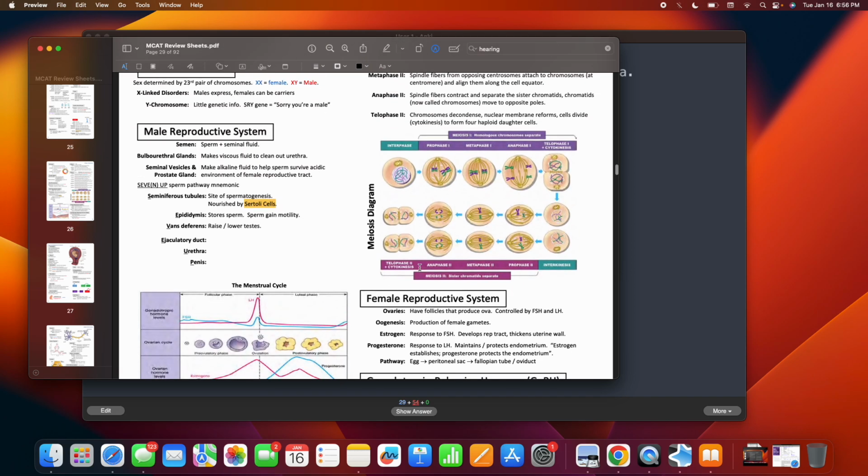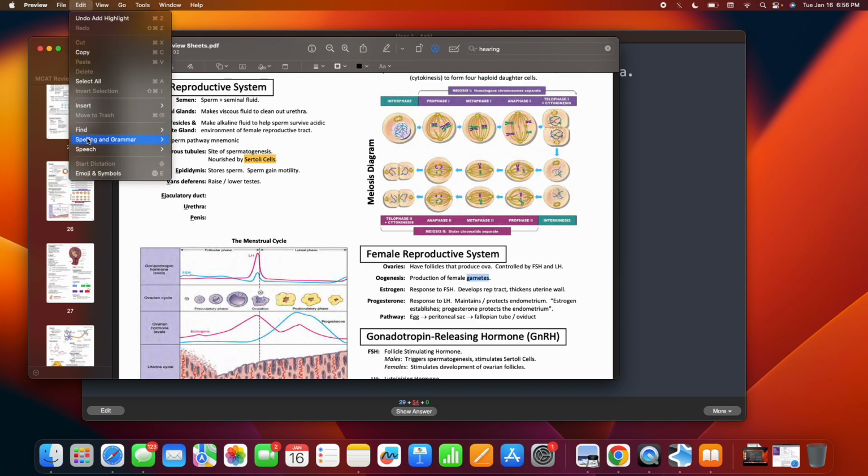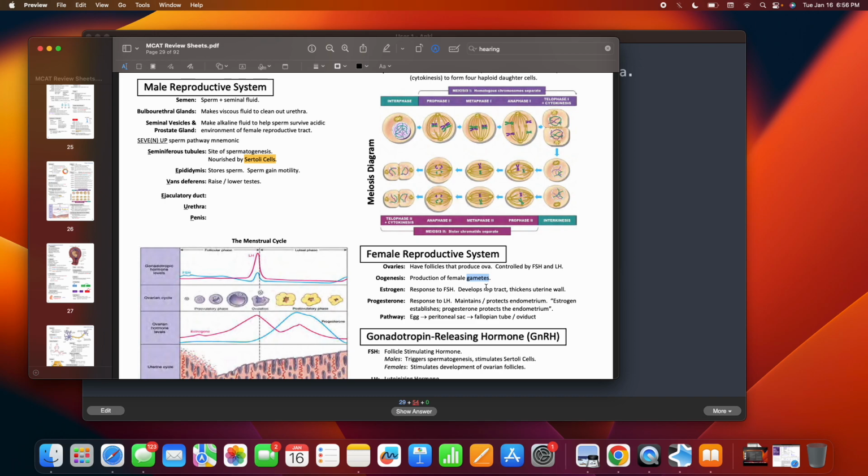Now for the female reproductive system, we have ovaries. They have follicles that produce ova, the eggs. They are controlled by FSH and LH. We have oogenesis, which is the production of female gametes. We have estrogen, which is the response to FSH, follicle stimulating hormone. Sorry, the FSH surge causes the estrogen.